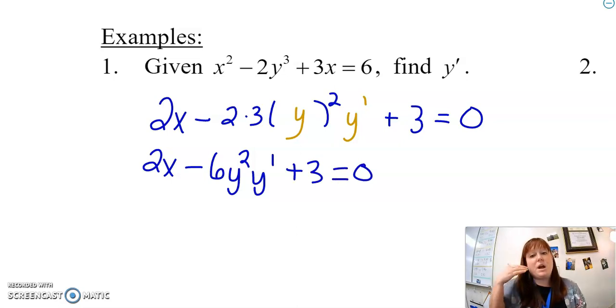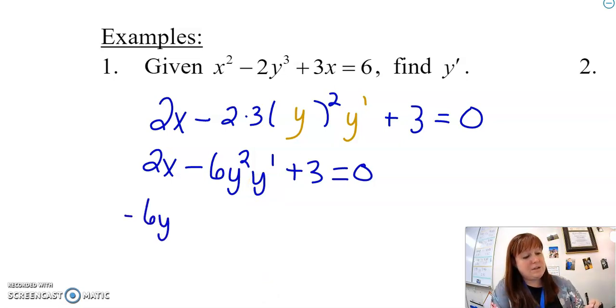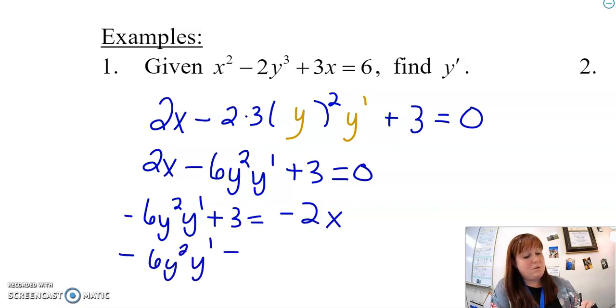Now I need to get y prime all by itself because it says find y prime. You can't just say, oh look, there it is. You have to have it by itself. So we're going to subtract 2x over, and I have negative 6y squared y prime plus 3 equals negative 2x. Minus 3, negative 6y squared y prime equals negative 2x minus 3. And then to get y prime by itself, I need to divide both sides by negative 6y squared.